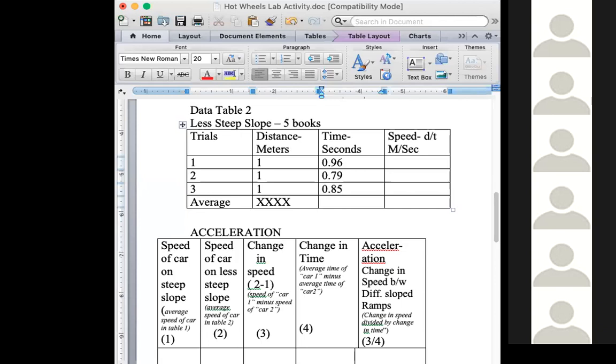So then what you are going to do, just like you did in the previous data table, is add up your times and divide by 3 for your average time. And here, you're going to calculate your speed for each of the 3 trials. So 1 divided by 0.96, distance divided by time. 1 divided by 0.79, that answer goes there. 1 divided by 0.85, that answer for speed goes there, in meters per second. And then you're going to add those 3 speeds up and divide by 3 to find the average speed.